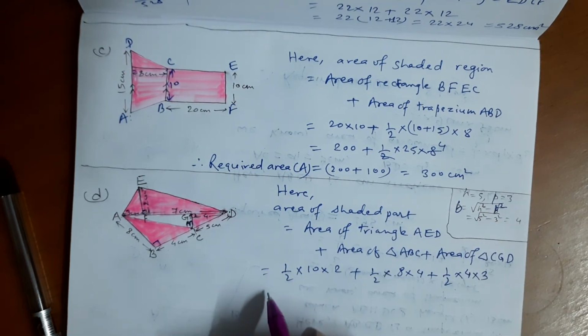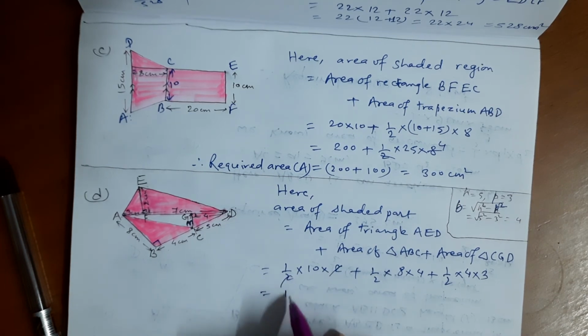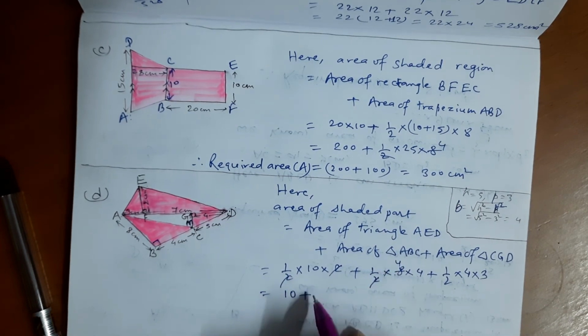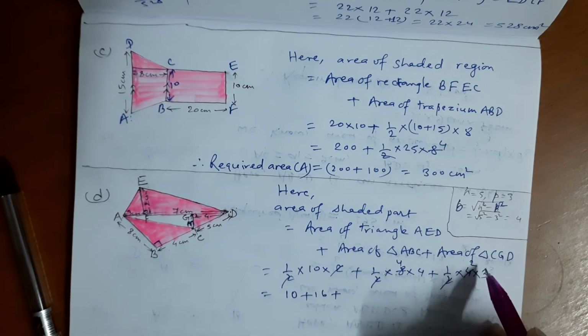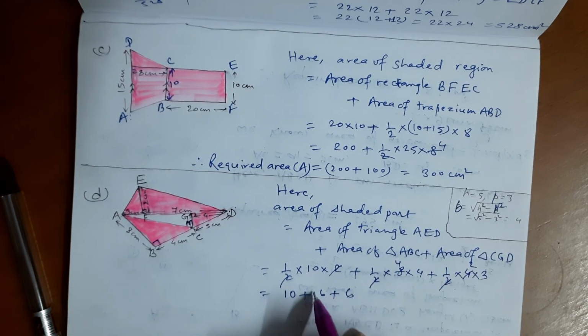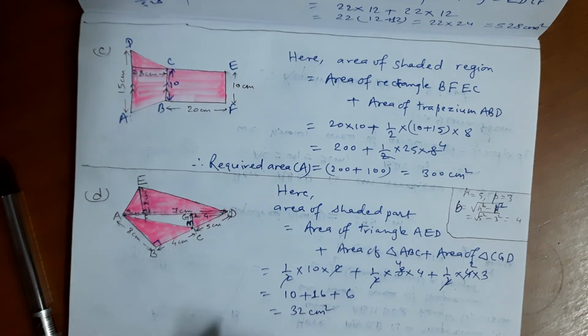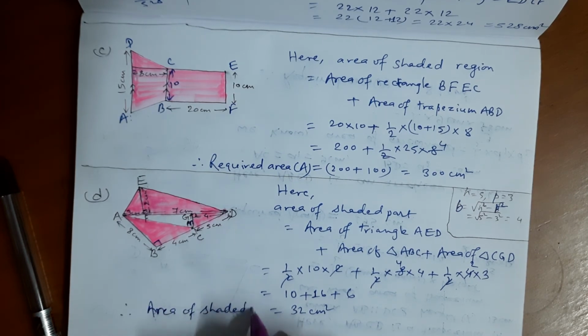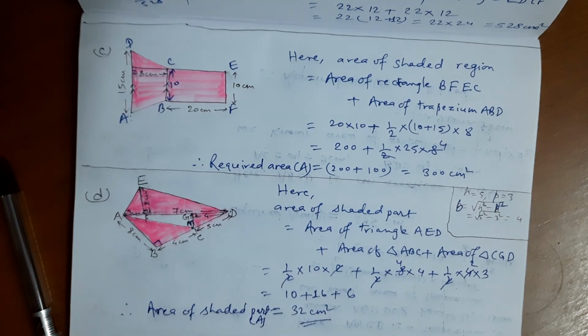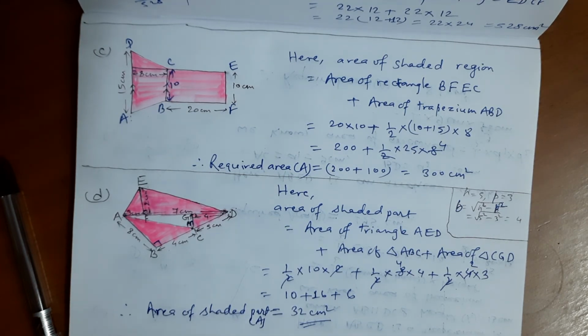Now 2 can be cancelled, so here will be 10 plus 2 4s are 8, 4 4s are 16 plus 2 2s are 4, that will be 3. Now adding all this together, we will get 32 cm square. Therefore, the area of the shaded part equals 32 centimeter square. Answer. In this way we can easily find the area of the shaded part.